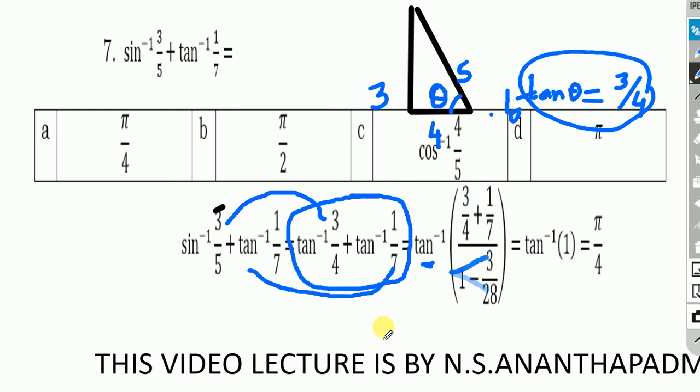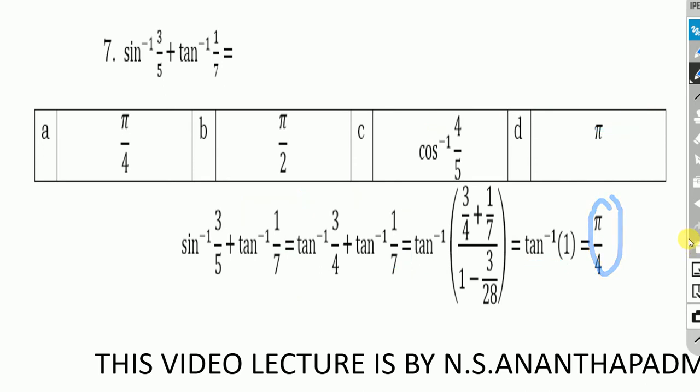minus 3. So sorry, here it is 7 3s are 21 plus 4, 25 by 28, and 28 minus 3 is 25. So 25 by 25 becomes 1, so this ratio will be 1. So it is tan inverse of 1, which is nothing but pi by 4. So the answer is option A here, pi by 4.